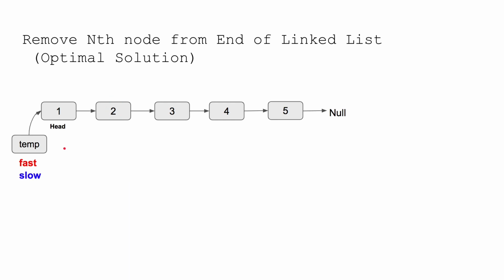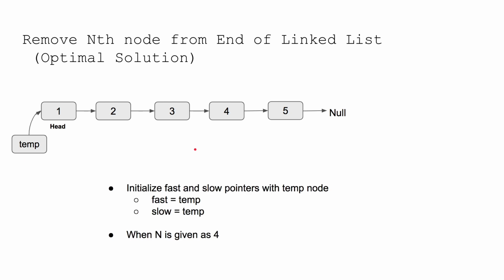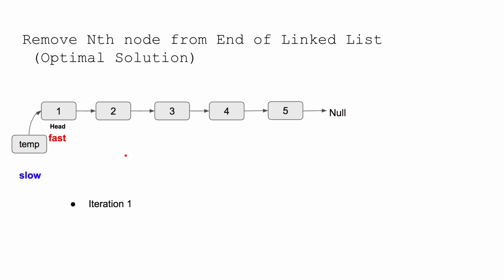So from here, we have a temp node pointing to the head node, and fast and slow pointers assigned to the temp node, right? Next, we need to move the fast pointer n times. For us, the value of n is 4, so I'll simply move this pointer 4 times, right? Now at iteration 4, the fast pointer is pointing to the node with the value 4.